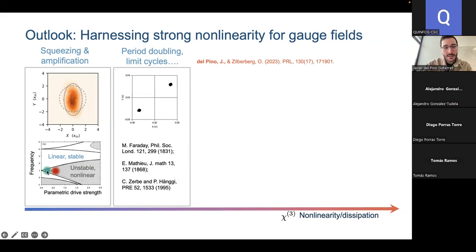And it is well known since the beginning of the 20th century that when the amplification overcomes dissipation, the system becomes linearly unstable and it comes into a nonlinear regime where many things can happen. Even classically, one expects physics such as period doubling, bifurcations, and limit cycle behavior, and so on. And this is part of what we are interested in exploring in the future.